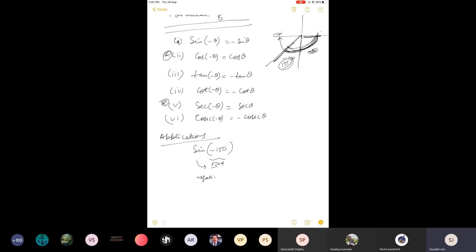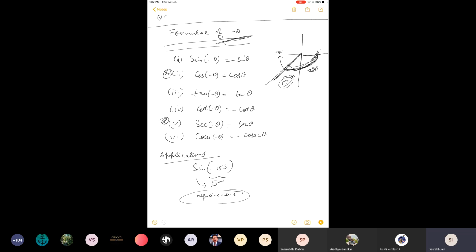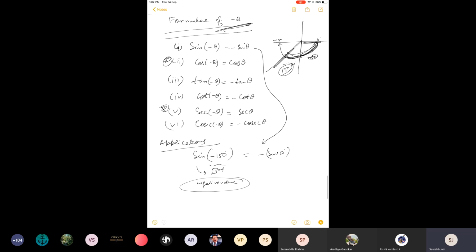Please listen carefully. The problem is that if we use the reduction formula, then this minus sign will create a problem. These formulae will help you to get rid of the negative sign. How? Use the first formula here. In place of sin of minus 150 you will write minus sin 150. So no more negative sign within the bracket. Now the minus is outside, so whatever the answer is, it will be multiplied by minus.